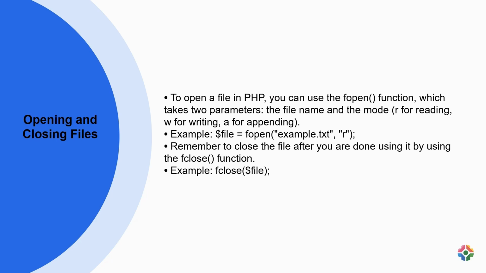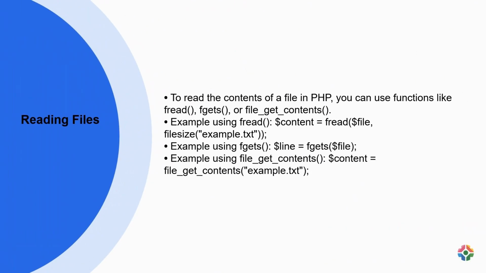To read the contents of a file in PHP, you can utilize functions such as fread, fgets, or file_get_contents. The fread function reads a specified number of bytes from a file, for instance, $content = fread($file, filesize("example.txt")). On the other hand, fgets reads a single line from the file each time it is called, like so, $line = fgets($file). Lastly, file_get_contents fetches the entire file contents as a string, as shown in this example.